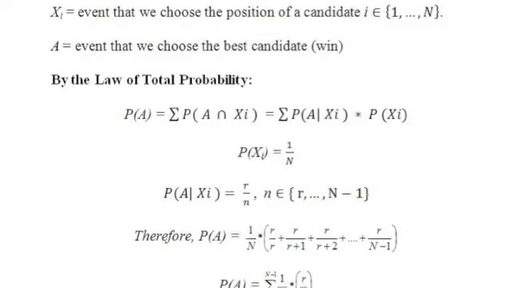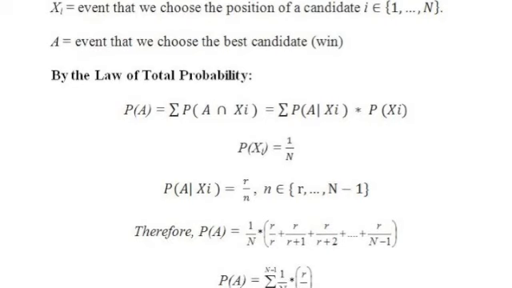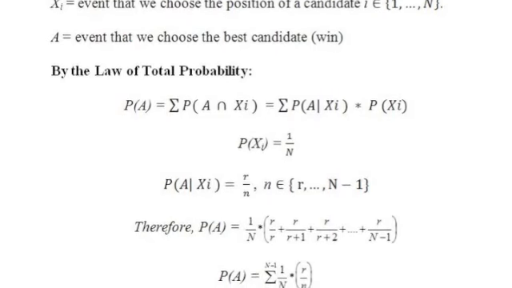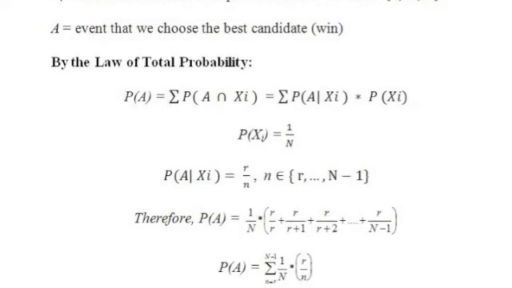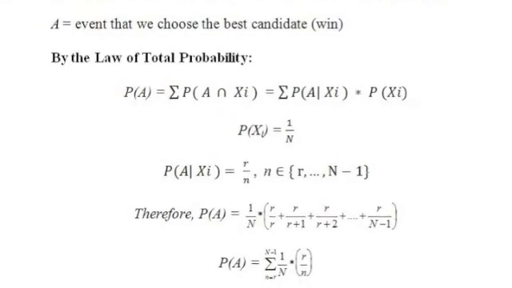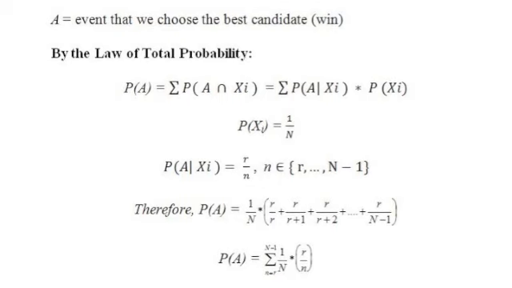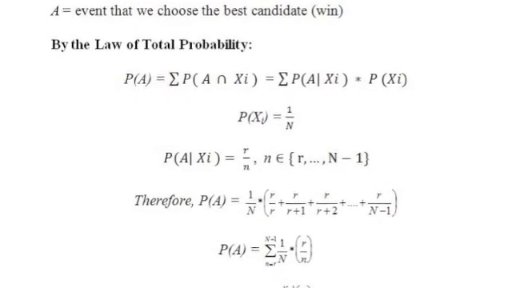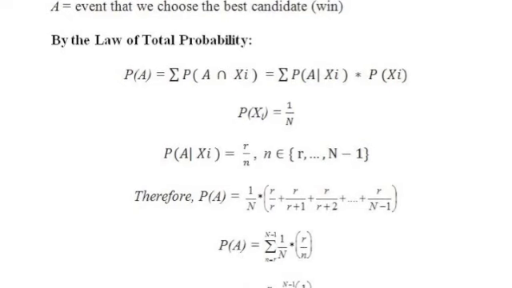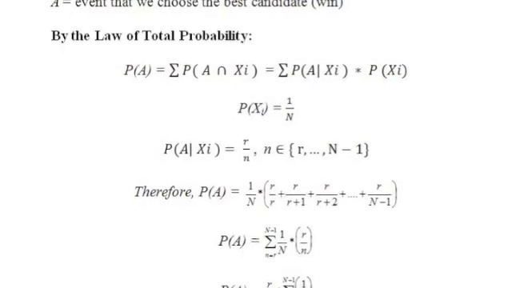We define random variable xi as the event that we choose the position of a candidate, where the range of i is from 1 to big N. A is the event that we choose the best candidate. By the law of total probability, the probability of A is the sum of the intersections of the probability of A and xi. This is equal to the sum of the probability of A given xi times the probability of xi. The probability of choosing the position of a candidate is simply 1 over big N.